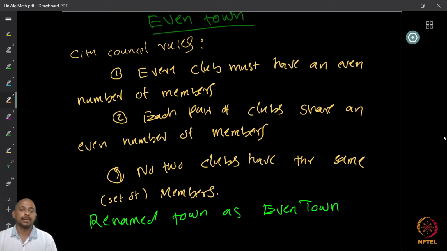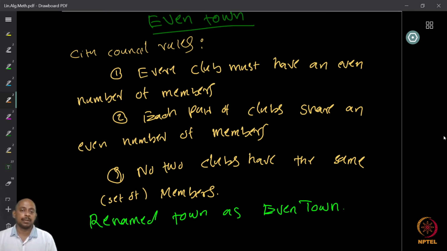Then again they said that okay, this may not be good enough. So let us say that no two clubs can have the same set of members. Right? So then maybe we can hope to reduce the number of clubs. So no two clubs can have the same set of members, each pair of clubs shares an even number of members, and every club must have an even number. With this, the city council hoped that they can reduce the number of clubs and solve the issue. Because they don't want to deny people the right to form clubs, because that is their hobby, and they don't want to disappoint them.